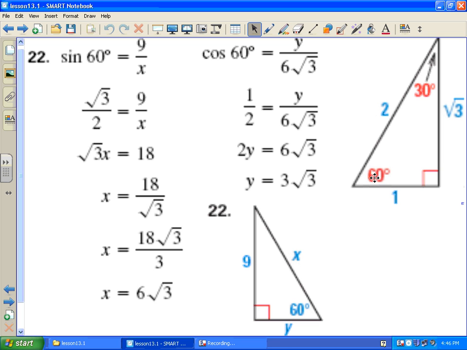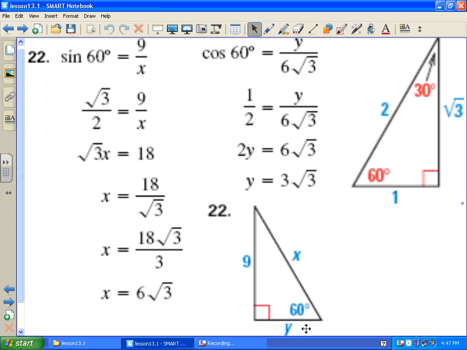Sine of 60 degrees, well, sine is opposite over hypotenuse, so sine of 60 is √3 over 2. I can cross multiply now, solve for x, determine that x is 6√3. So now I know that this hypotenuse, this side length here, is 6√3. I could determine y in a couple of ways.